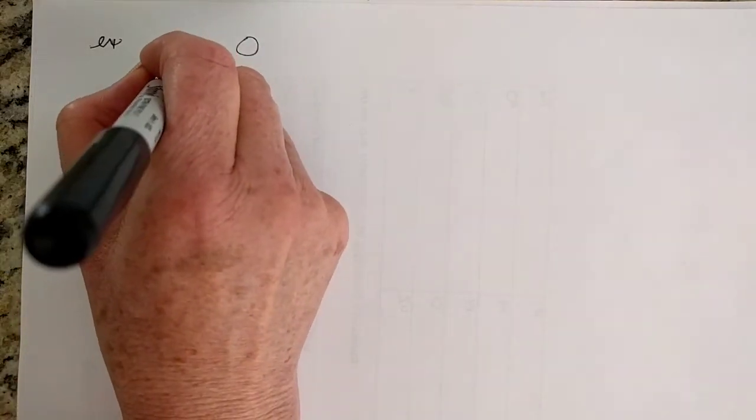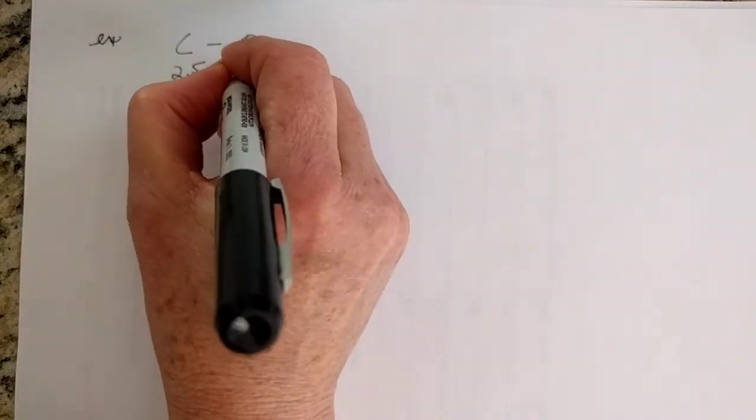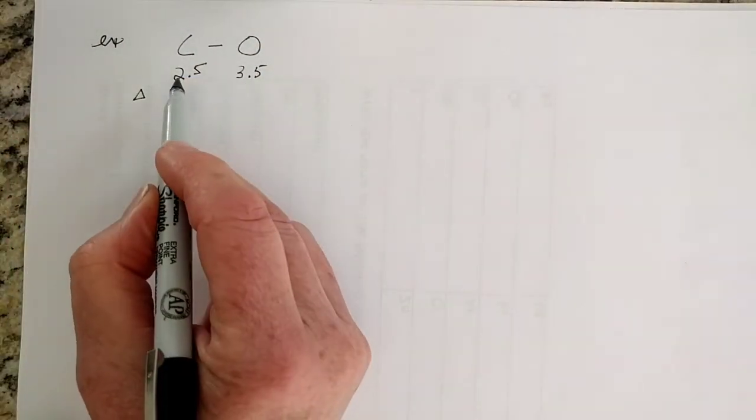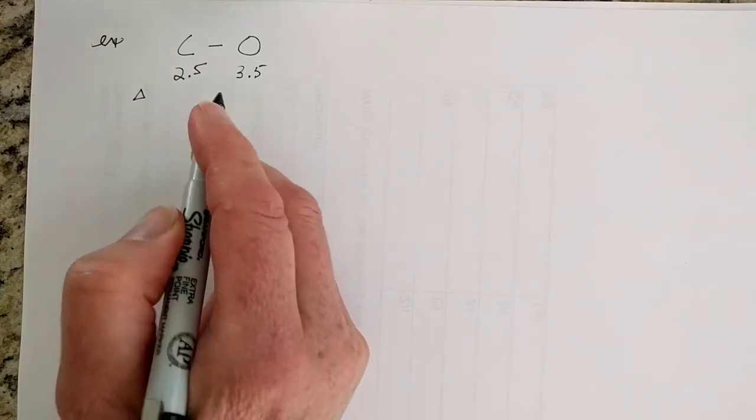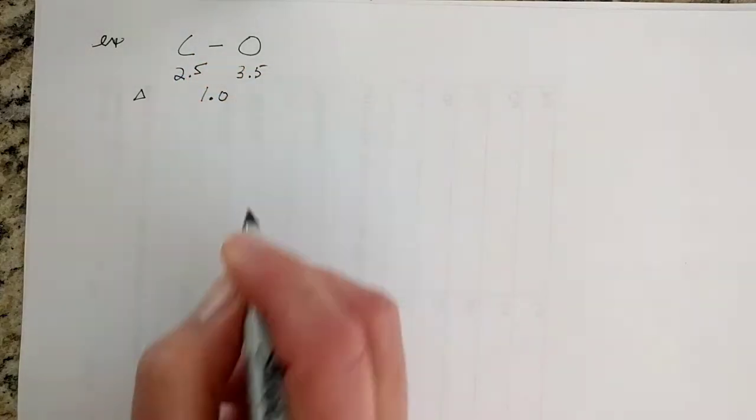So we look on our chart for carbon, and we see carbon has a value of 2.5. And then oxygen, our second most electronegative element on the periodic table, has a value of 3.5. So then we check the difference. We'll always take the larger one minus the smaller. So 3.5 minus 2.5, we have a difference, a capital delta, of 1.0.